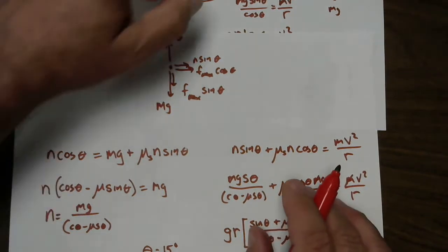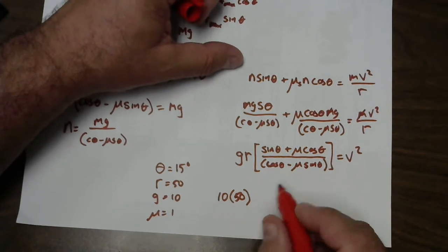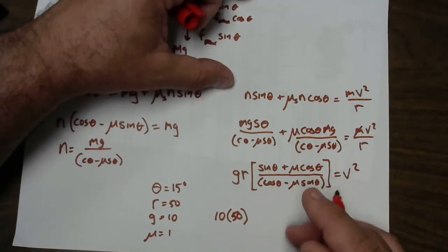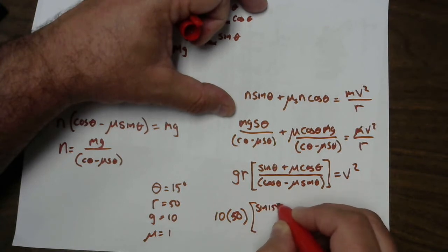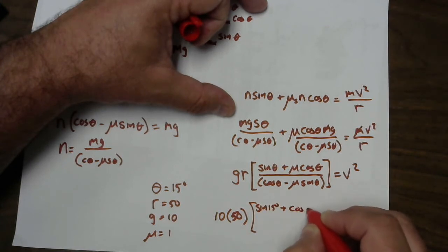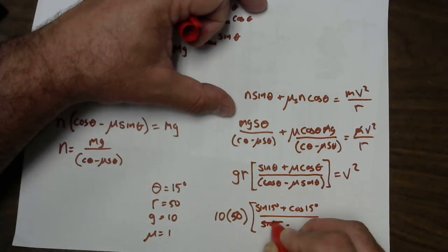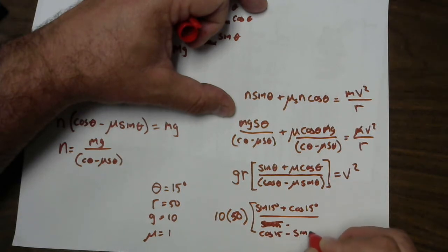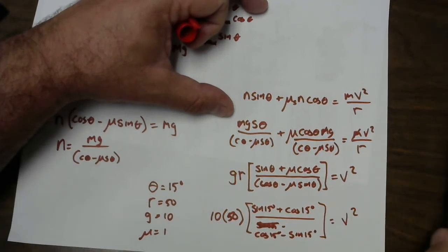Oh my God, I made a mistake. On the original, I made a mistake. That's pretty funny. Okay, sine 15 plus cosine 15 all over cos 15 minus sine 15. And that equals v squared, so I'll have to remember to take a square root.